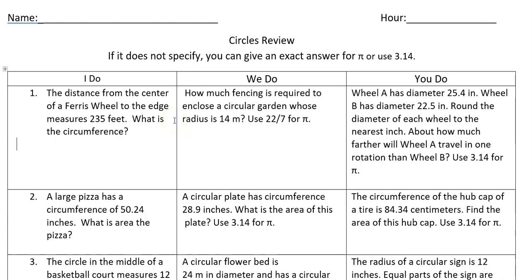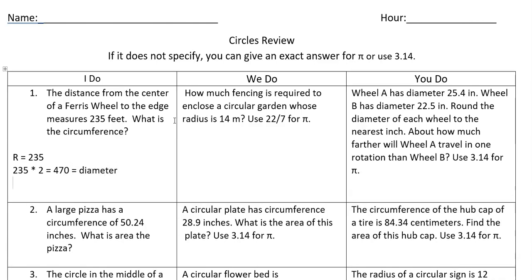What is the circumference? Well, it's the distance from the center to the outer edge, that means it's a radius. So the radius is 235. To get from radius to circumference, the first thing I've got to do is get to the diameter. So radius times 2, 235 times 2, gives me the diameter. 235 times 2 is 470. This is the diameter. To get from diameter to circumference, when I need a circumference, I'll just use pi d. So I could just say 470 pi.